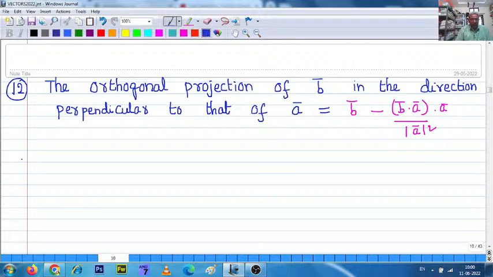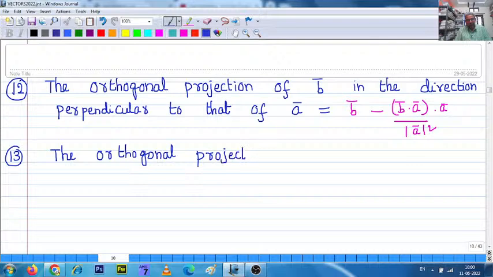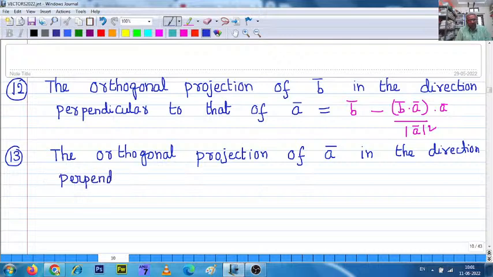So next let us write the 13th one. So everybody need to write down this one. You might have expected now how to write it. The orthogonal projection of A bar in the direction perpendicular to that of B bar. So what's your answer?